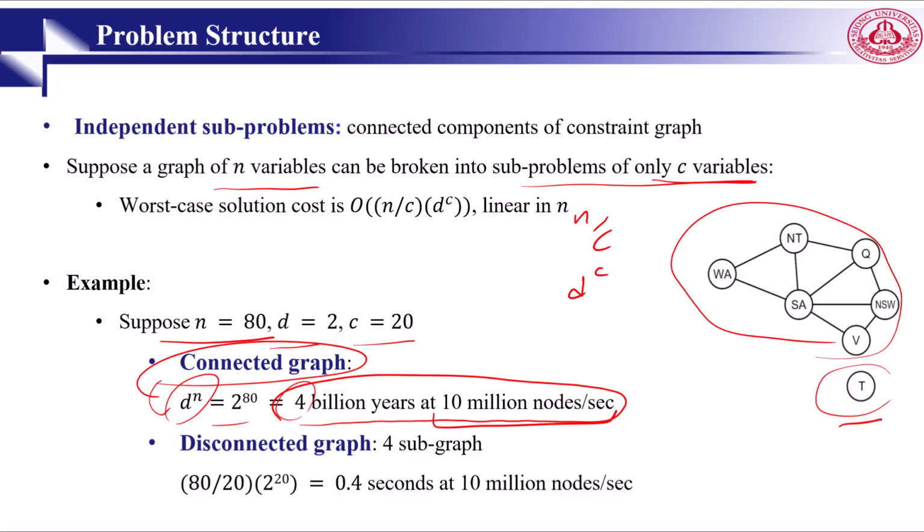But if we divide it into 4 subgraphs, each with 20 variables, then 80 divided by 20 is 4, multiplied by 2 to the power of 20, takes only 0.4 seconds if we are processing 10 million nodes per second. So it will be very fast.